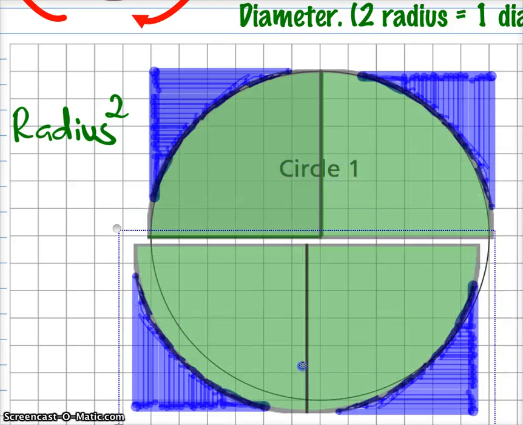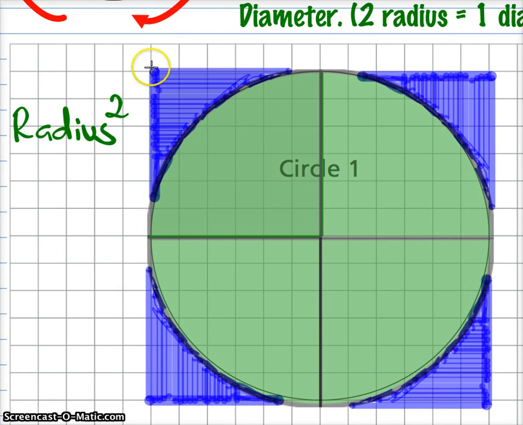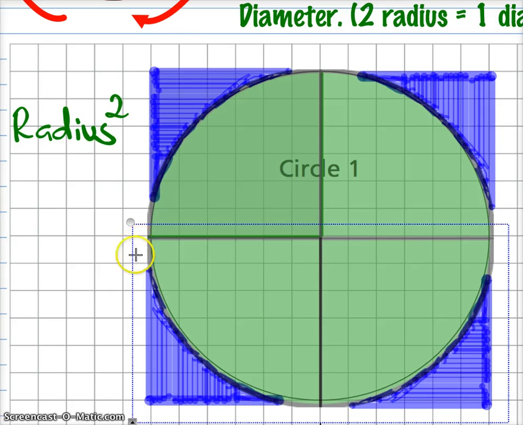Correct? So I used one radius square here. I used another radius square here, another one here, and lastly, another one here. So I used 4 radius squares.